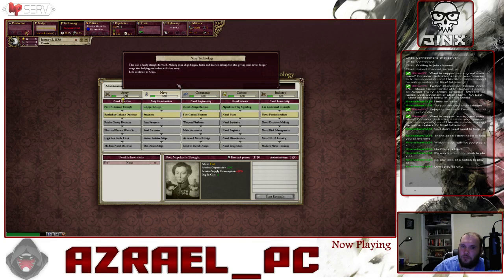Navy time. Don't play as UK. This one's fairly straightforward, making your ships bigger, faster, and heavier hitting, but also giving your navies longer range, thus helping you colonize further away.